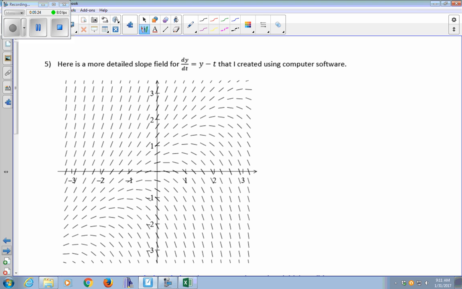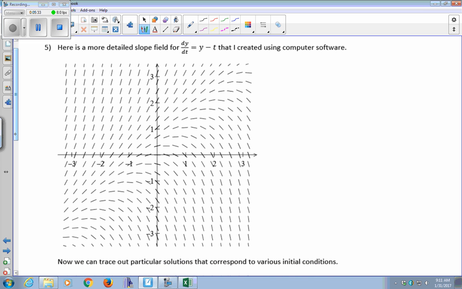So here's a more detailed slope field for that same differential equation that we just did a few by hand. I created this using some computer software. I can't remember what I used. But you can start to see what the solution curve might look like for given initial conditions. You can pick a random initial condition, like if I pick right here as my initial condition. So that initial point looks like y of 1 equals a half, something like that.